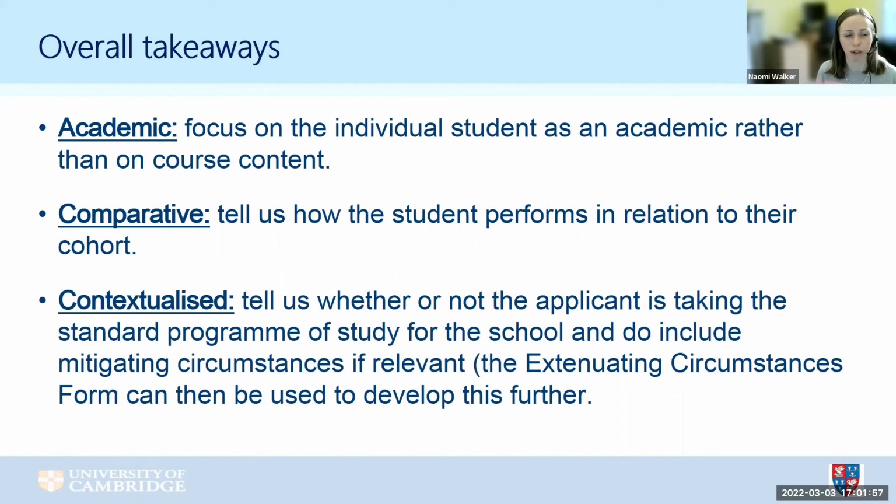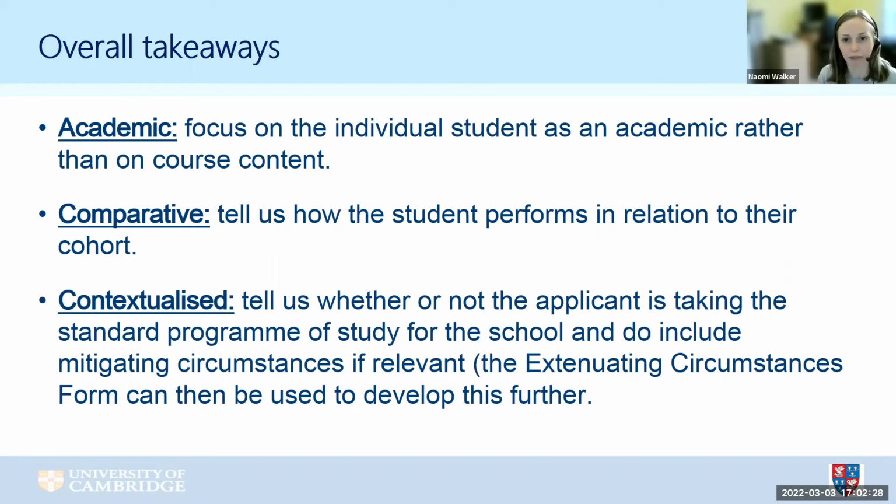hopefully you can see that for our references to be really strong, what we want to see is that they're academic, comparative, and contextualized. So they should be focused on the individual student as an academic, as I've said, rather than on course content, so rather than on that sort of assessment objective terminology, telling us what they've done in chemistry, that they learned about this particular module. We don't need to see that. In actual fact, we can get that information elsewhere. We want to know how they perform academically and what they've been doing outside of their schoolwork.